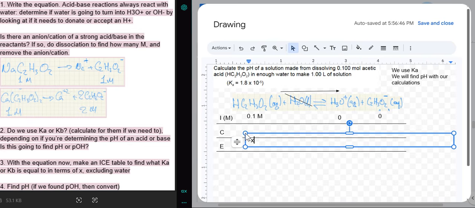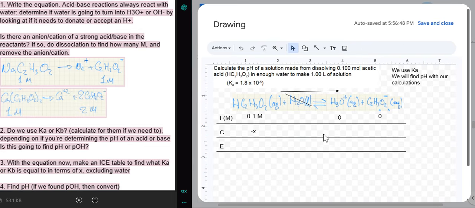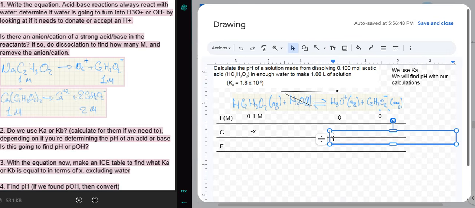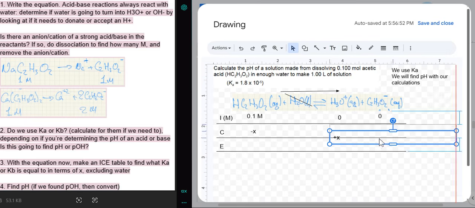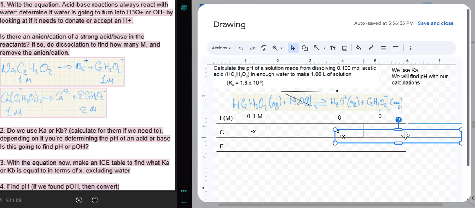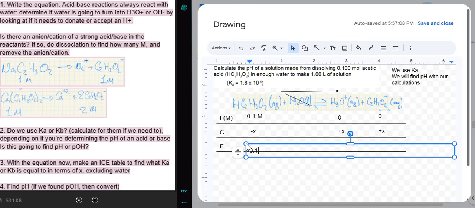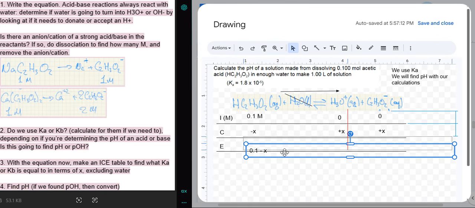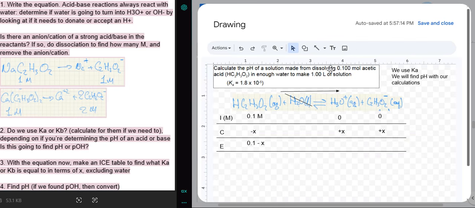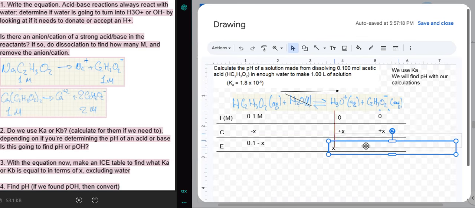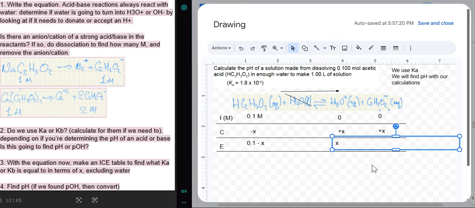So this will be negative x. This will be positive x. And this will also be positive x. Now for E, we just add these. So it's 0.1 minus x, or plus negative x. And this will be x, and this will be x.